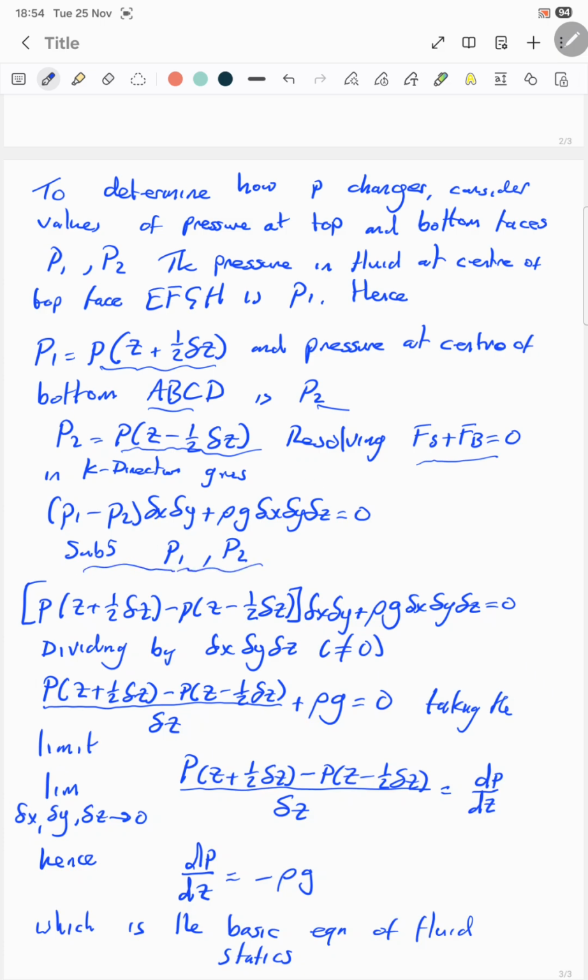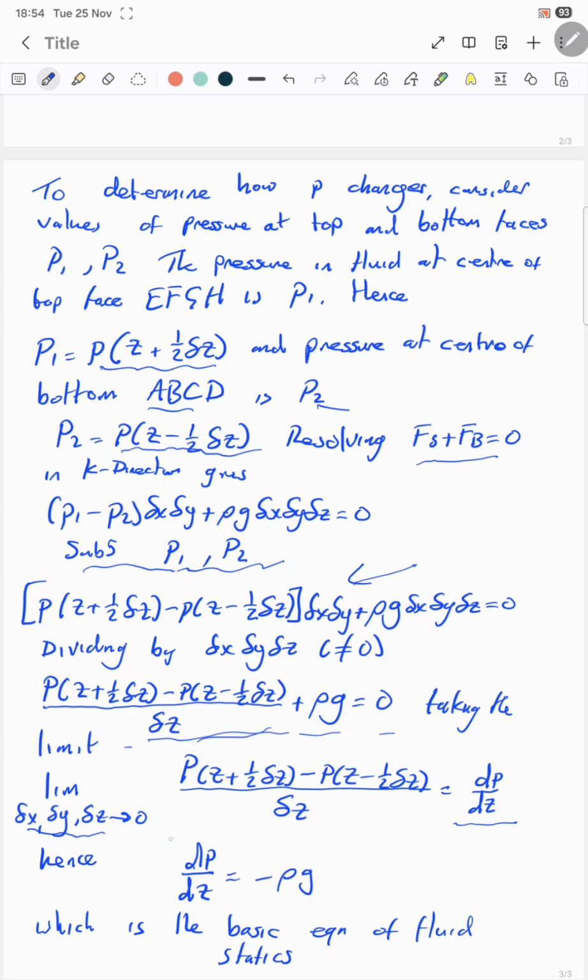Now we substitute P1 and P2, so we get this equation here. Now if we divide this by delta X delta Y delta Z, where none of them can equal 0, we get this equation, which starts to become a little bit more familiar as first principles calculus derivatives. Now as we take the limit of delta X delta Y delta Z to 0, we get the derivative dp/dz, and this is for this part of the equation here.